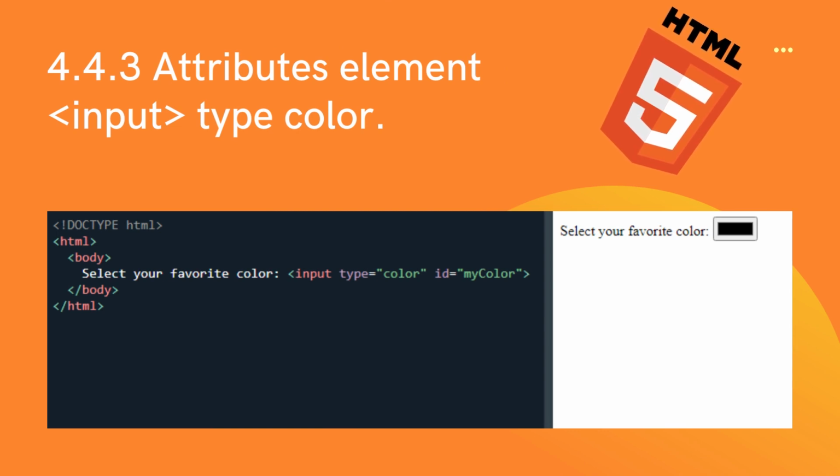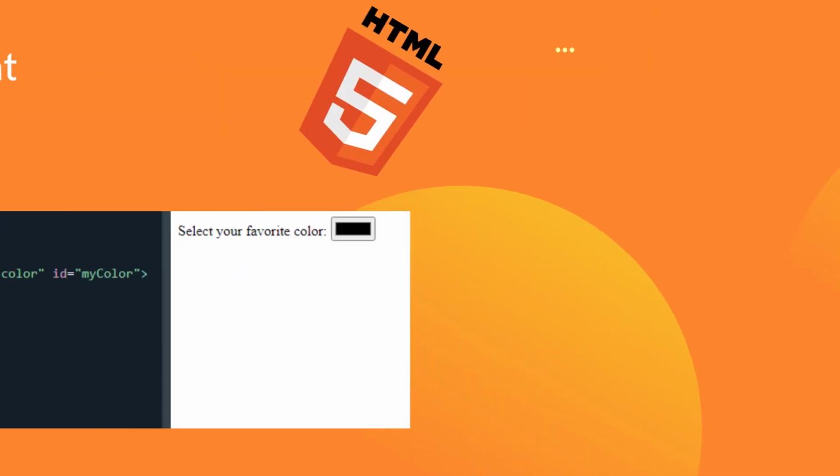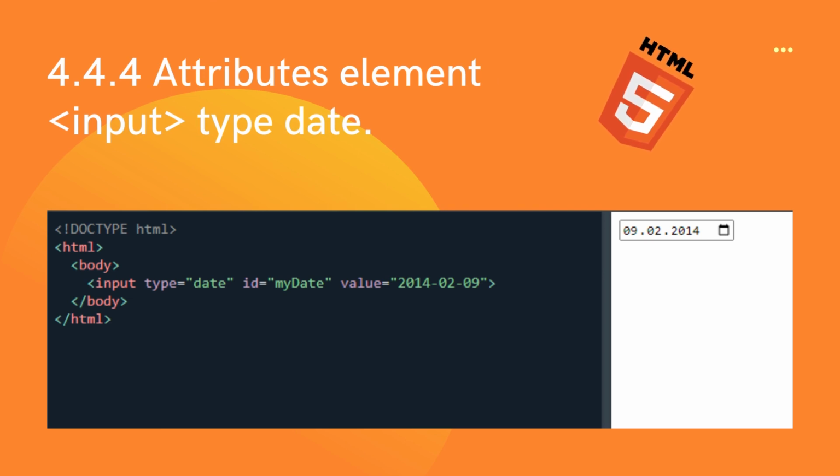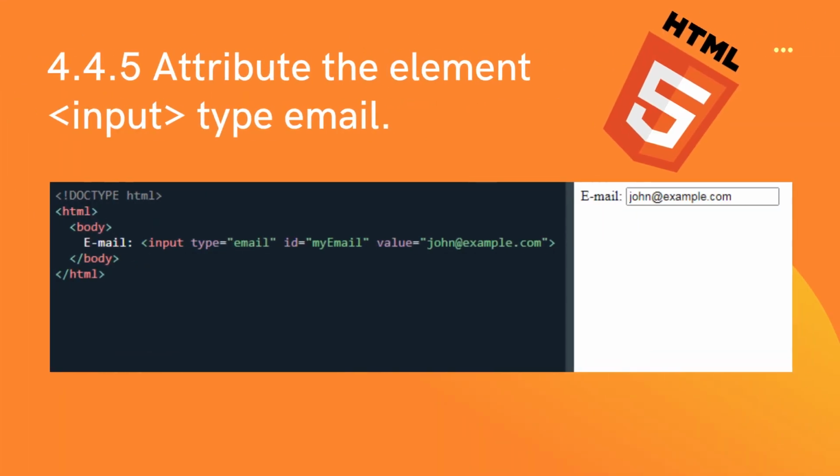Attributes element input type color. Type attribute returns the type of the form element that is the color picker. Example. Attributes element input type date. Type attribute returns the type of the form element, a date field. Value attribute specifies or returns the value of the value attribute of the date field. Example. Attribute the element input type email.